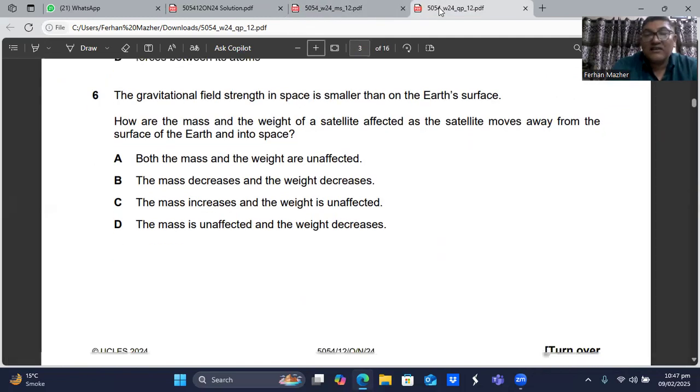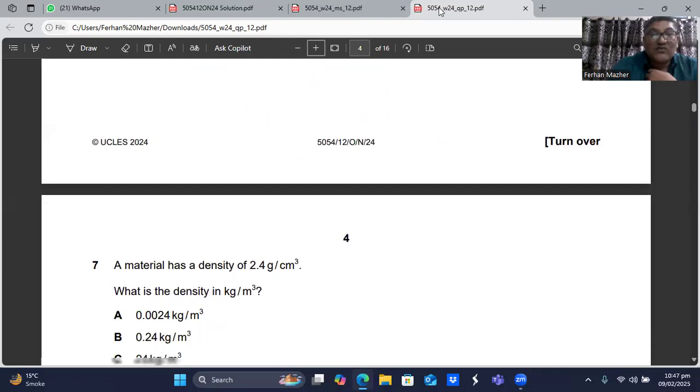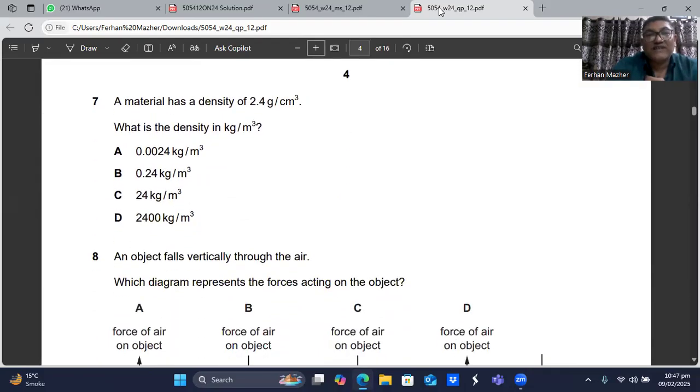Your answer is right. Now we are going to the next question. The next question coming up on your screen is question number 7. A material has a density of 2.4 grams per centimeter cube. What is the density in kg per meter cube? If you want to convert the grams into kg, you will have to divide by 1000. And if you want to convert the centimeter cube into the meter cube, you will have to divide by 100, 100, 100.